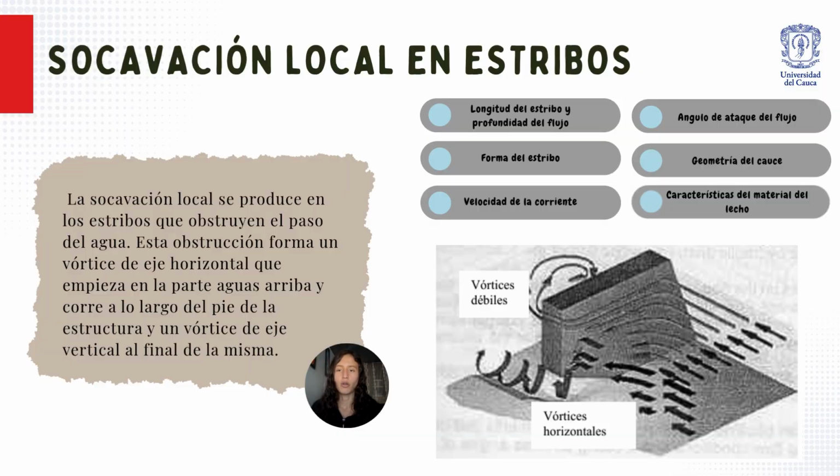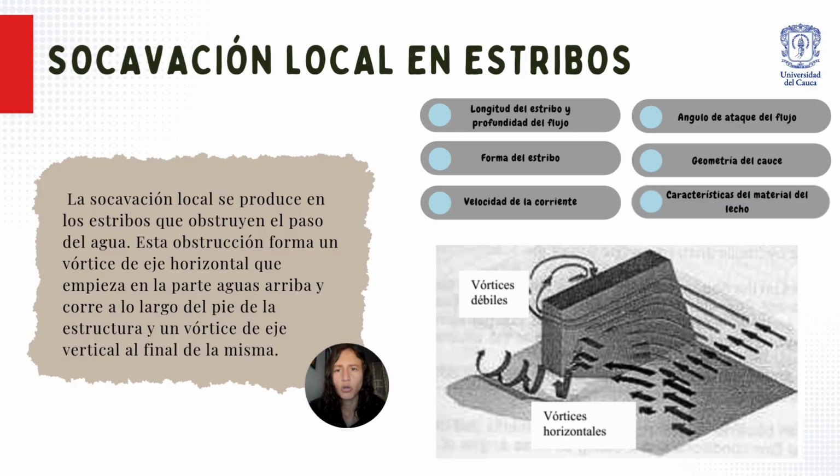Now I'll talk about local scour. Local scour occurs at abutments that obstruct the flow of water. This obstruction generates a horizontal axis vortex that starts upstream and travels along the base of the abutment, and a vertical axis vortex downstream. The upstream vortex is similar to the horseshoe vortex seen at bridge piers, while the downstream one resembles weaker wake vortices. Local scour at abutments still requires more study, as there are no fully reliable solutions yet.